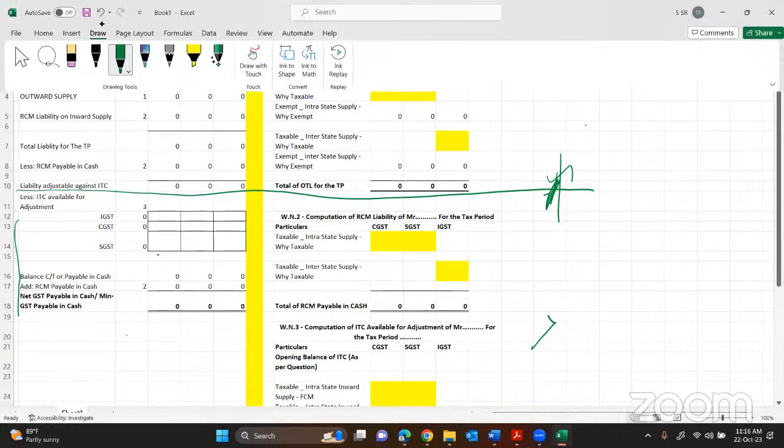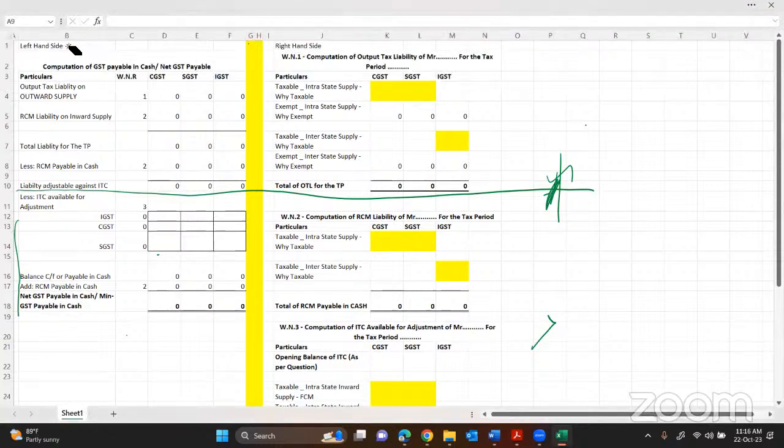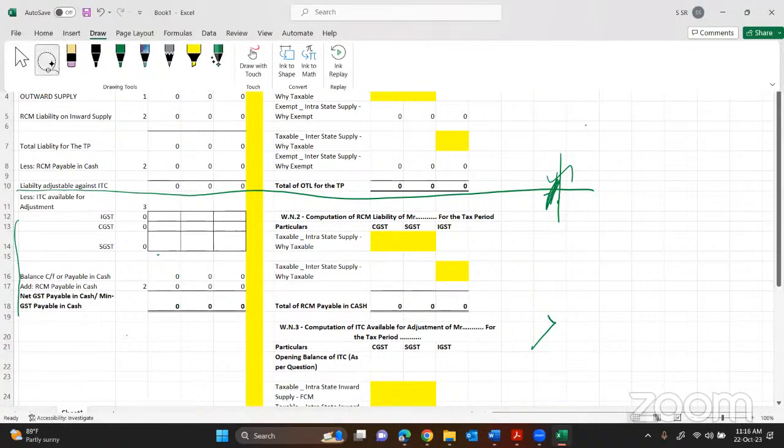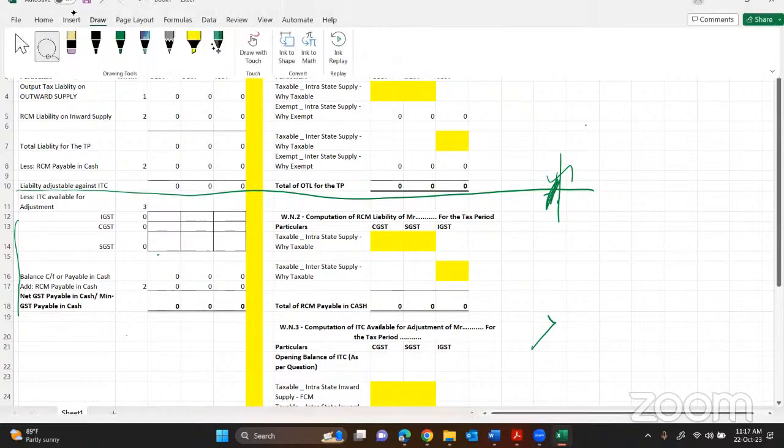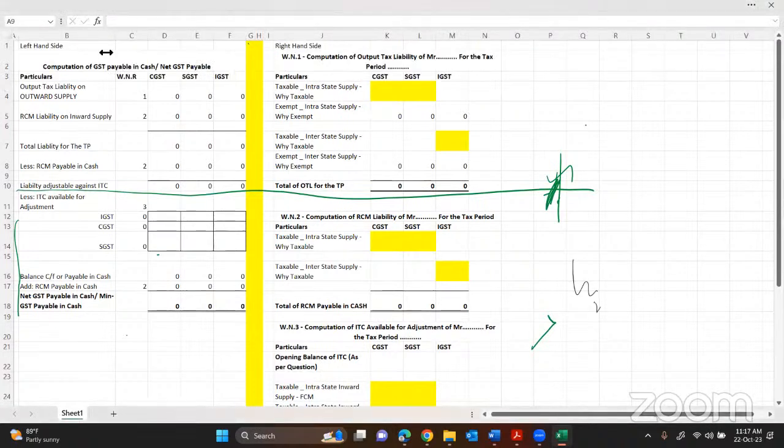Everybody, my dear, you're done with... why is this not getting wrapped? Something is happening with the pen. I don't know.